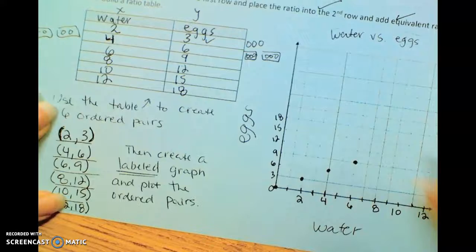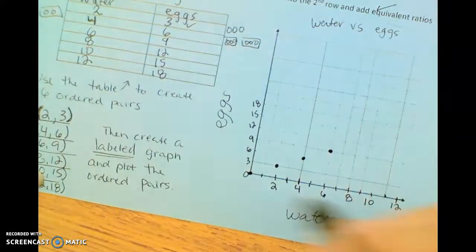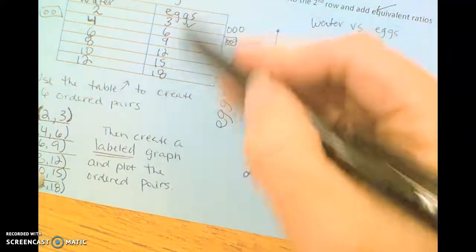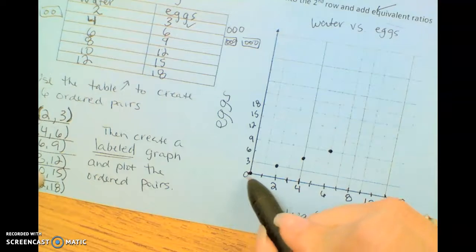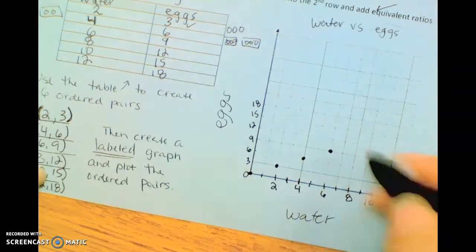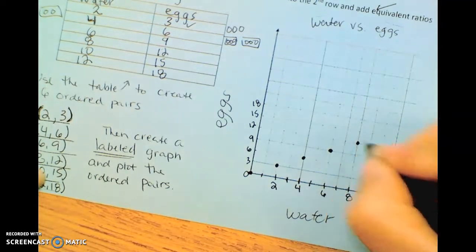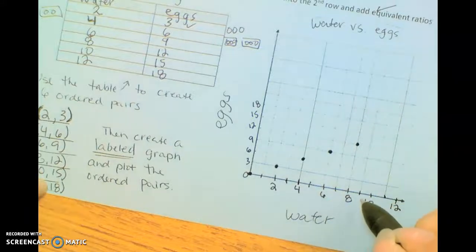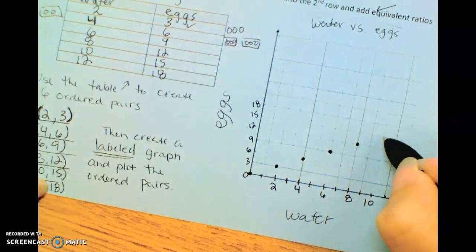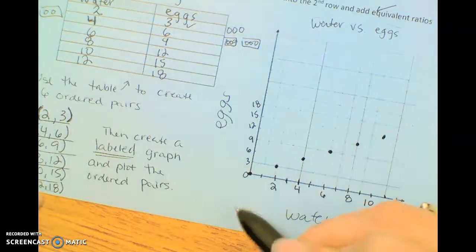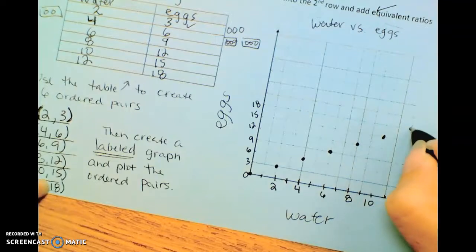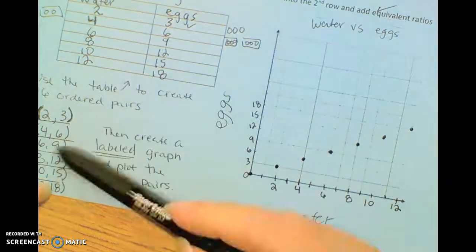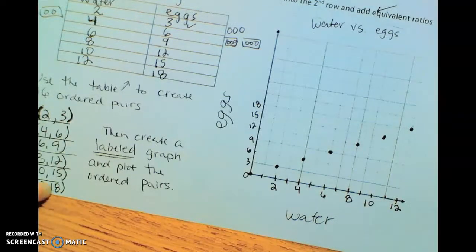I should see a linear graph pattern coming here because I'm doing the same rate of change in between each of these. (8, 12) is over 8, up 12, over 10, up 15, over 12, up 18. So here is my labeled graph. I have the ordered pairs plotted. I could use this graph now if somebody said, well, what if you wanted to do 5 tablespoons of water?